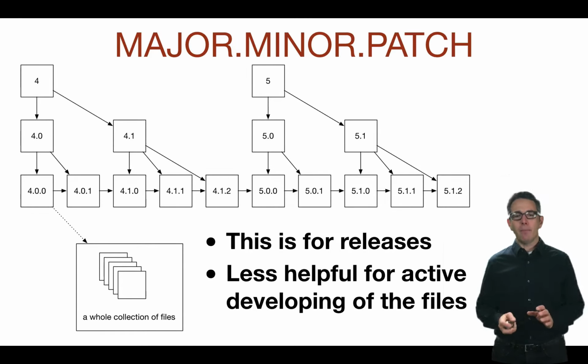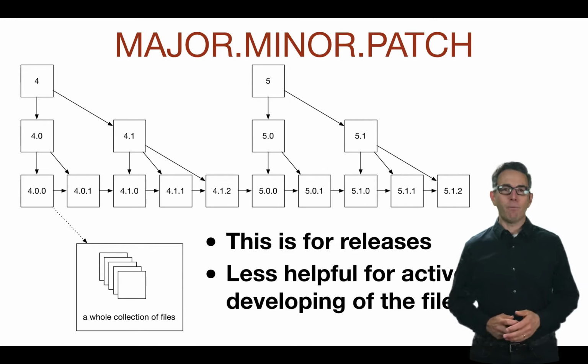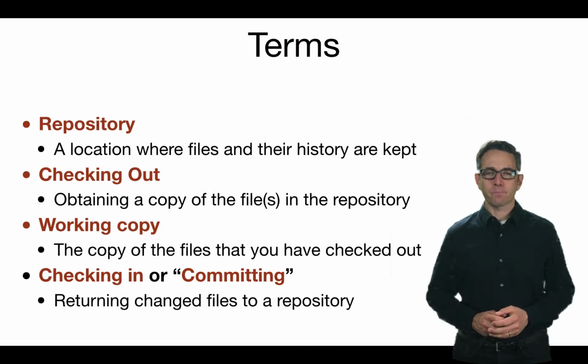Now in this diagram, it's actually hiding some changes because each of those arrows may internally have lots of changes that are happening before these big naming events. So these major, minor, and patch events are big naming events that happen for the public release of software. But internally, there are a lot of changes that are happening in between these major events, and software change management software helps with those internal changes as well. This versioning scheme is great for releases, but it's less helpful for the active development of software.